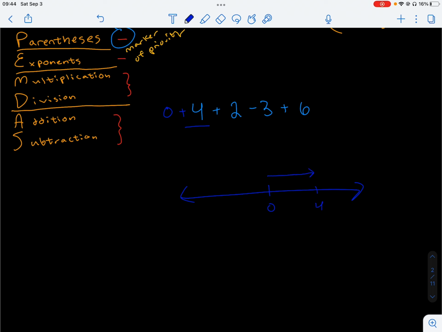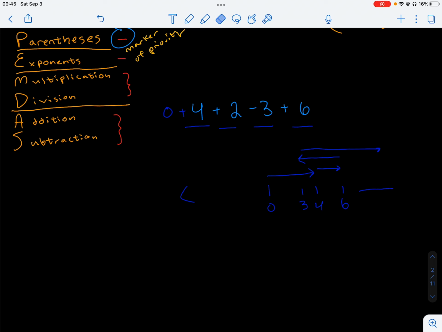travel 4 away. If I were then to add 2 to this, I would move maybe half as far, like that, and I'd wind up at 6. If I then subtract 3, I move back 3, which puts me at the number 3, and then I can add 6, and I wind up at 9.